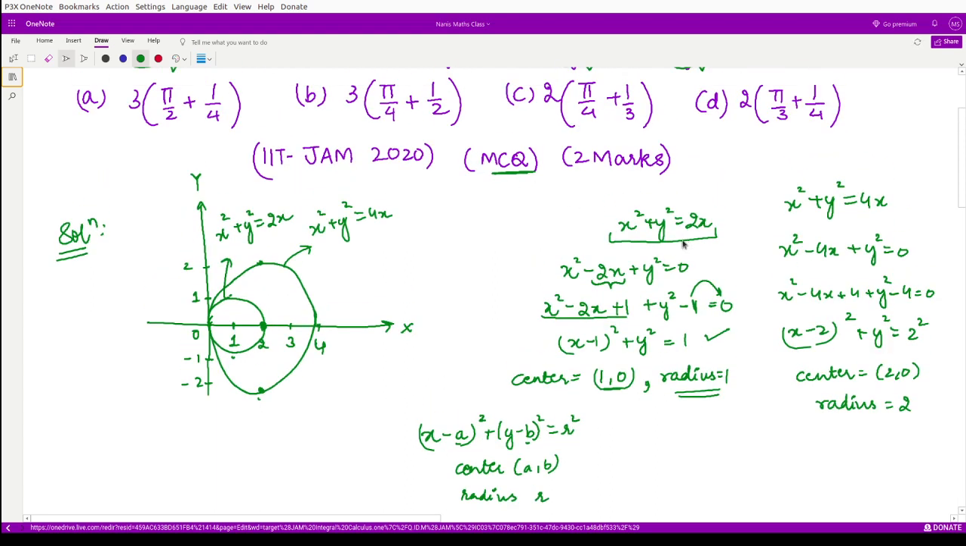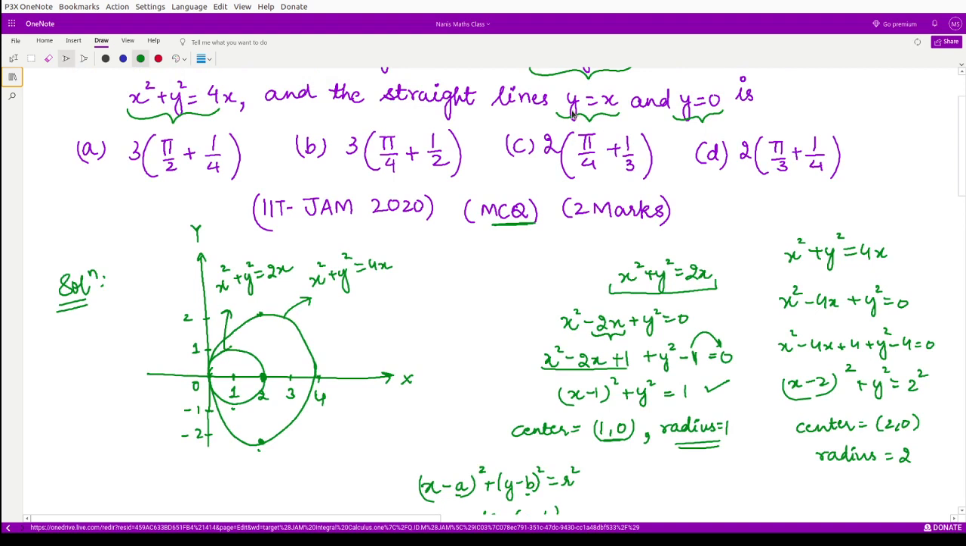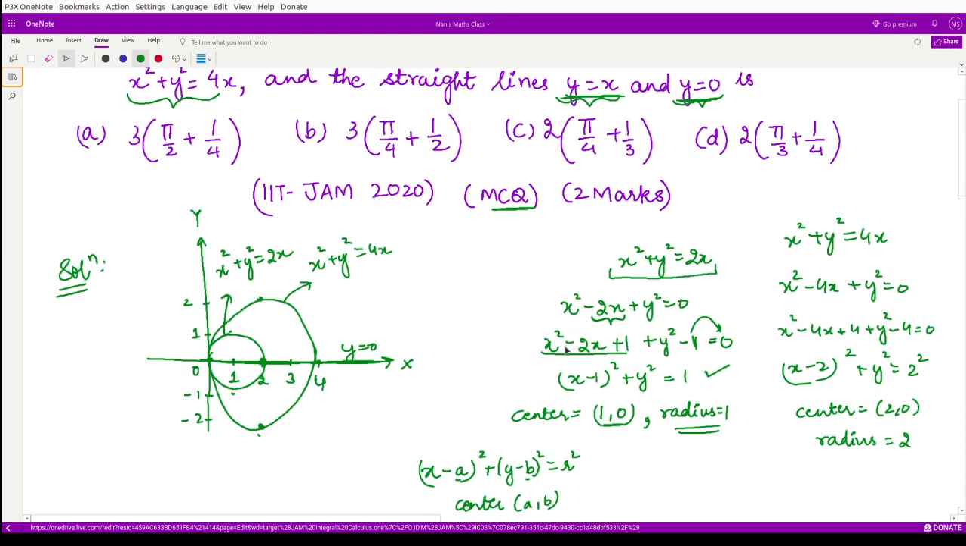And moreover we are given two more curves. One is the straight line y is equal to x and another is y is equal to 0. Y is equal to 0 means we are talking about this x-axis only. So this is our line y is equal to 0 and the line y is equal to x will go at an angle of 45 degree from here, because it will pass through the point 0, 0, and let's see where this y is equal to x line cuts this circle as well as this circle, right?